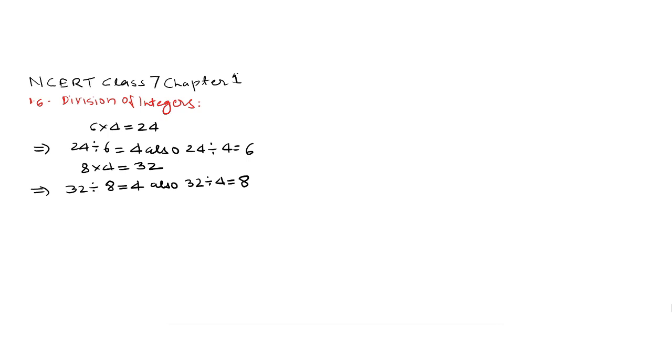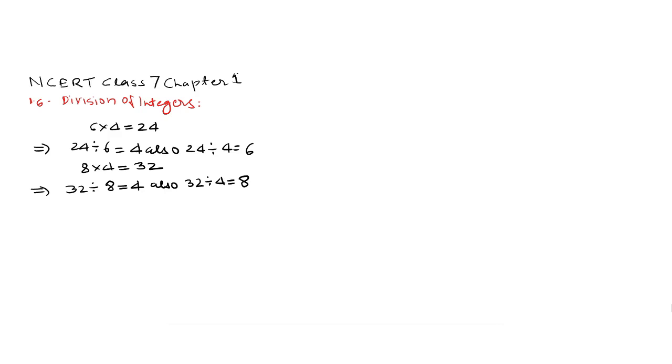It means that whenever there is a multiplication statement, there are two division statements. Like when 6 is multiplied by 4, we get 24. And this is our multiplication statement. And what our division statements are? 24 divided by 6 equal to 4 is first division statement. And second division statement is 24 divided by 4 equal to 6. So this way, for every multiplication statement, we get two division statements.